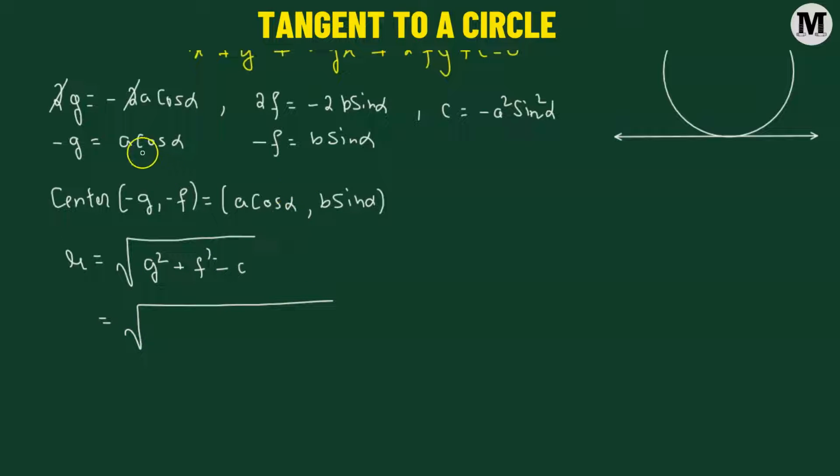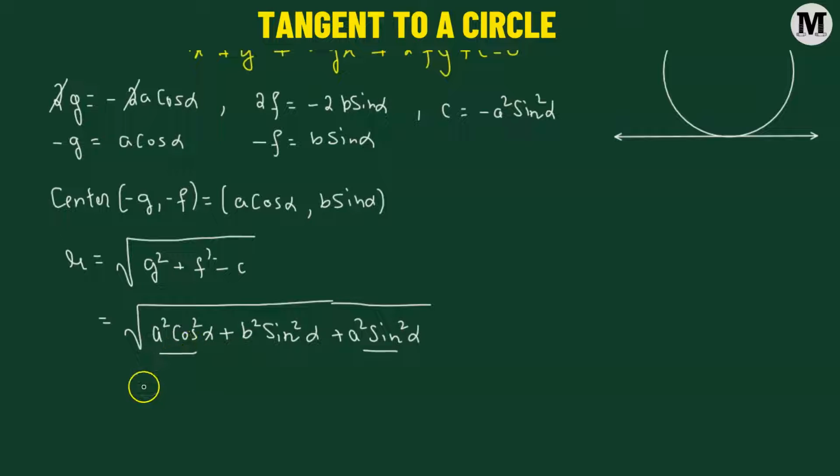Now in place of g squared, we're going to get a squared cosine squared alpha. Then in place of f squared, we'll have plus b squared sine squared alpha. And next we have negative c, so that's negative a squared sine squared alpha. So we have negative of negative, so that becomes positive a squared sine squared alpha. Fine. Now we can combine the first and the third term.